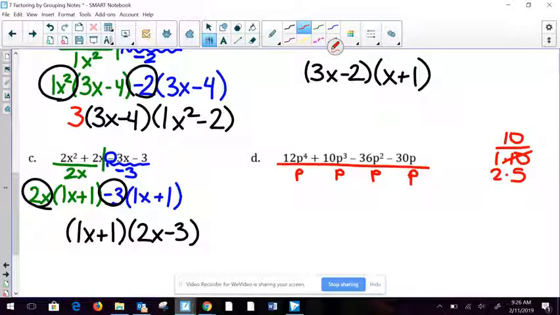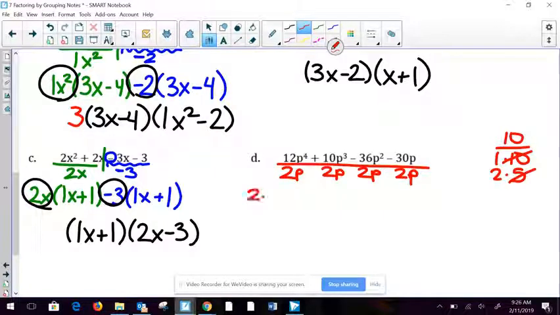Now I'm going to go to the 5. Can I divide 30 by 5? Yeah. Can I divide 36 by 5? Nope, can't do it. So 5 is not my GCF. Now I'm going to look at the 2. Can I divide 30 by 2? Yes. 36 by 2? Yep. 10 by 2? Yeah, still going. 12 divided by 2? Yes. I can divide every single term by 2. And they also have that P in common.